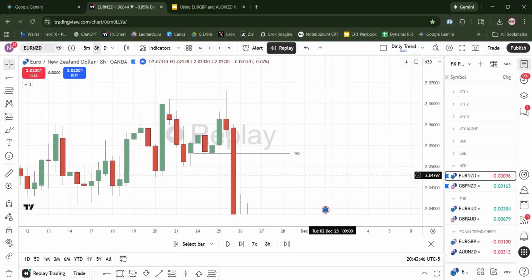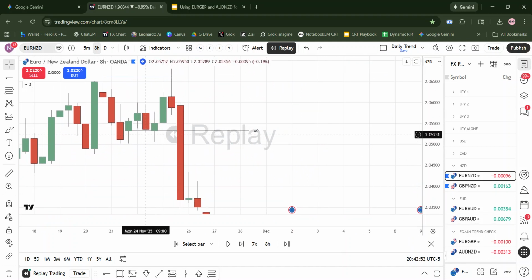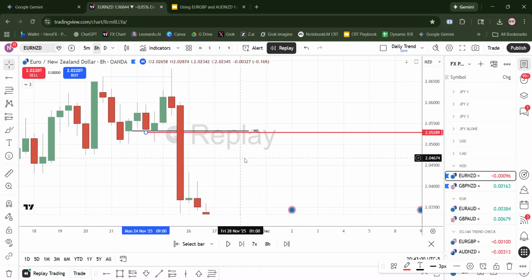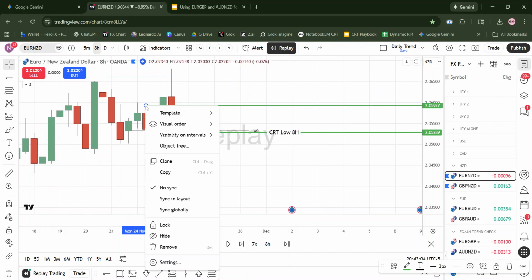Well, no, it did give us one long actually. That did play out before it did reverse, but there was good price action right here. The 8-hour did give us one long CRT. That's the low. That's the high.